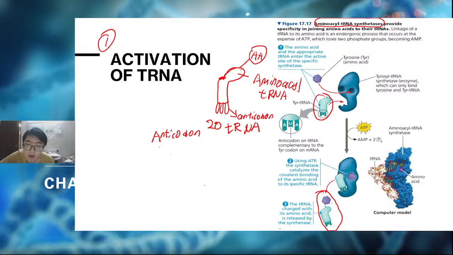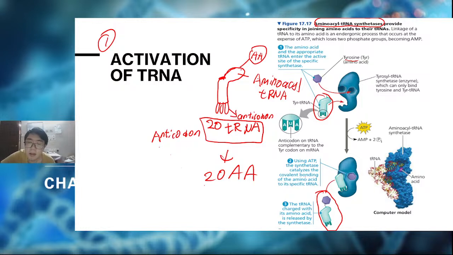This tRNA will carry the amino acid called tyrosine because the anticodon is AUA. In humans, there are normally a total of 20 types of tRNA. There must be 20 types of tRNA because we have 20 types of amino acid. Each type of tRNA is responsible for each type of amino acid. Okay, so this is the activation of tRNA.